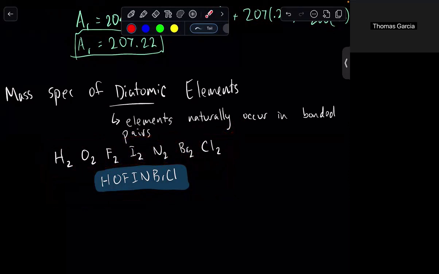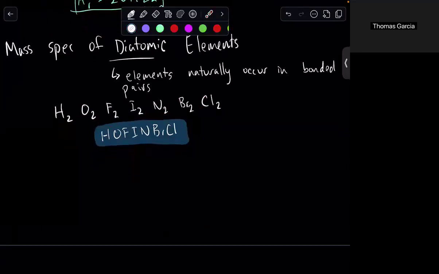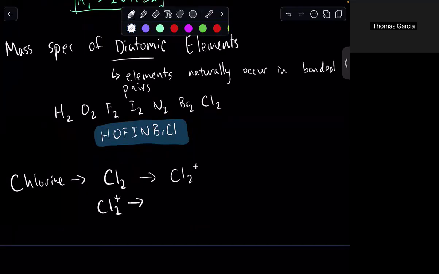So the reason I went through this is because diatoms act a little differently in mass spec. So let's take chlorine as an example. Chlorine likes to appear as Cl2, and chlorine is already a gas. So when you ionize it, this becomes Cl2 plus. Now, Cl2 plus is unstable. So in the mass spec, it will sometimes be Cl2 plus, but other times it can break up into Cl plus and Cl.